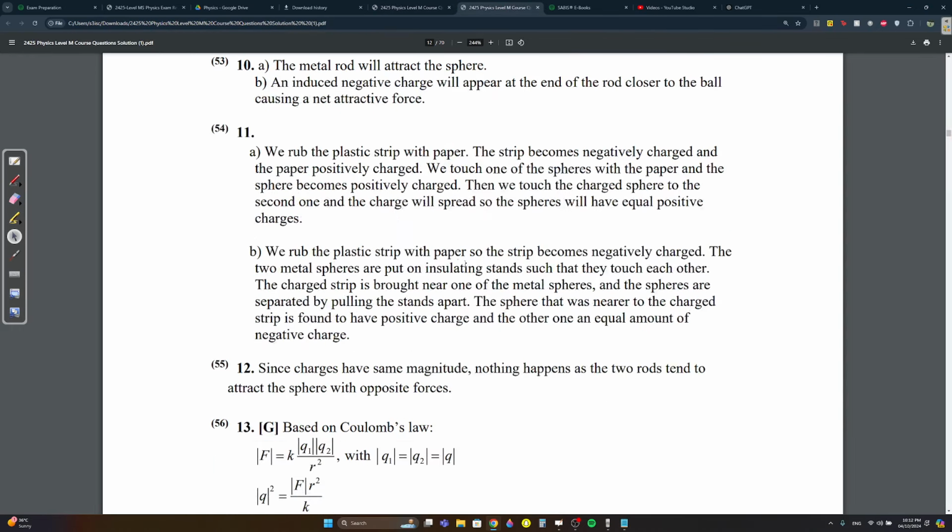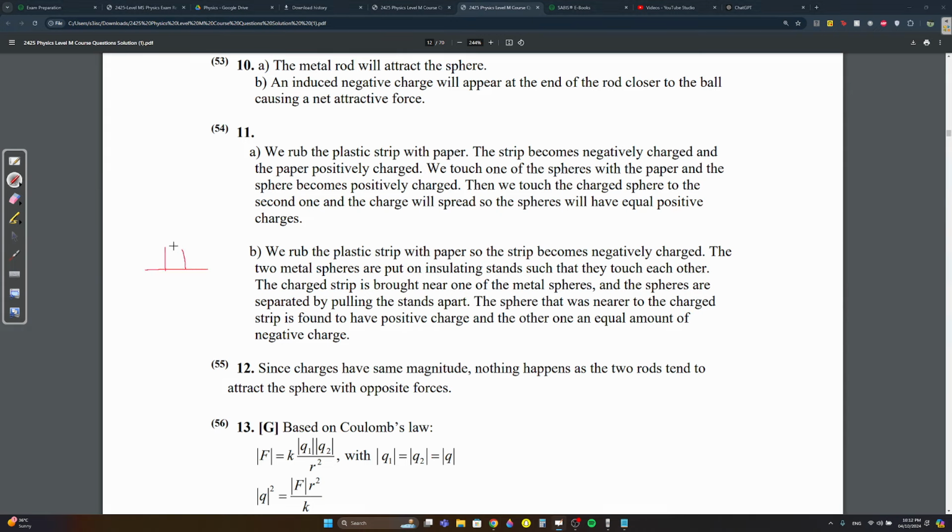For opposite sign you can use induction. We rub the plastic strip with the paper, so the strip becomes negatively charged. Now you put the two metal spheres on insulating stands so that they touch each other. The charged strip is brought near one of them, and the spheres are separated by pulling the stands apart. One is positive, one is negative. This is charging by induction.